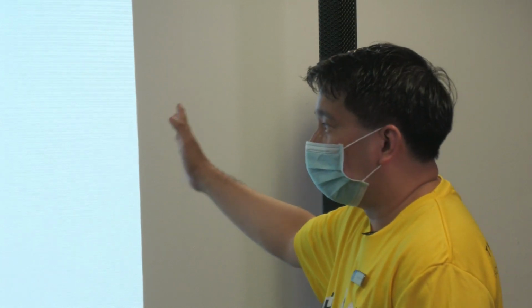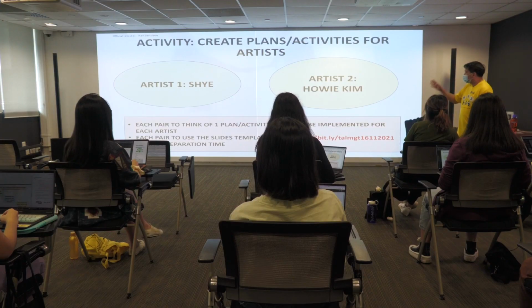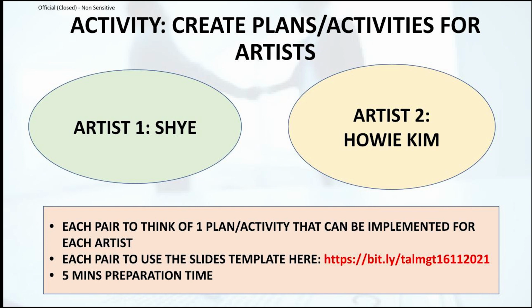Now you see, I have two artists that I've named. The first artist is Shai, so her full name is Cheyenne Brown. She's a music artist. And the second artist here is Howie Kim. He's a visual artist. So I would like each pair to think of one plan or activity that can be implemented for each artist. And I've indicated the link here, and there's a slide template there for you to copy and paste and then use.